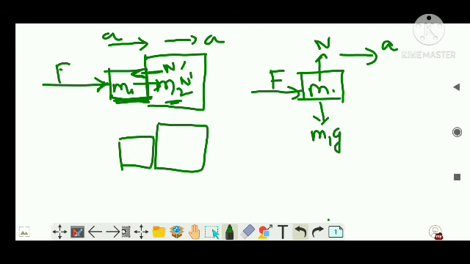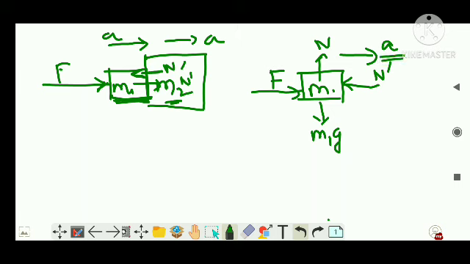Equal and opposite reactions. So M1 will be exerting a normal reaction N dash on M2. Similarly, M2 will be exerting a normal reaction N dash. So M1 is experiencing a normal reaction N dash from M2. Okay. Now I told you all the directions. Vertical I need not write. N is equal to M1g.